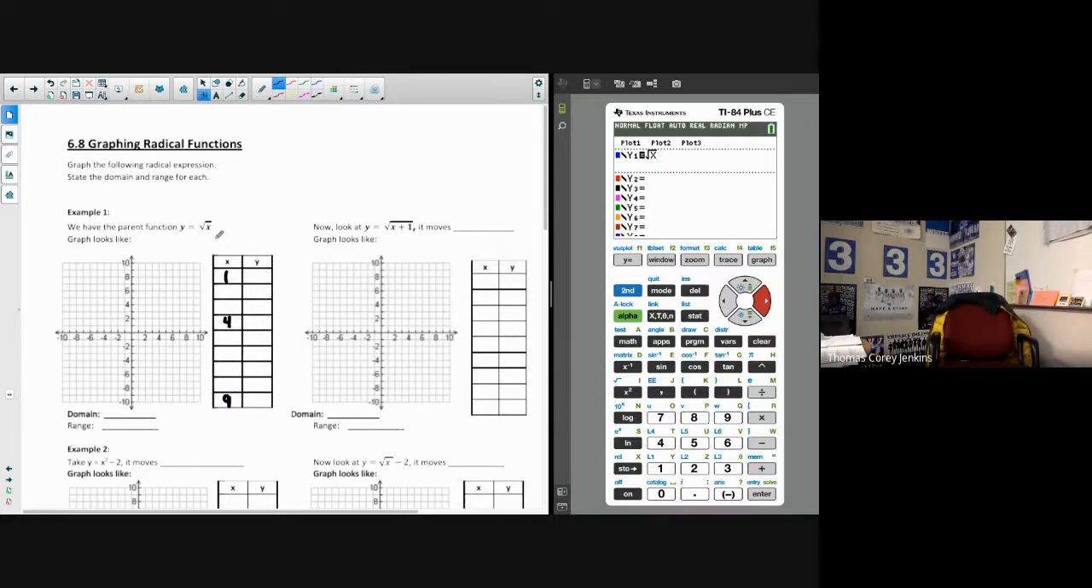So if x is 1, y is the square root of 1, which is 1. So 1 goes to 1. Actually, you would want to have 0 in there too. 0 goes to 0. So you have 1 goes to 1, 0 goes to 0, 4 goes to 2, and 9 goes to 3. All right, so that's kind of your basic shape. That would be the parent function.